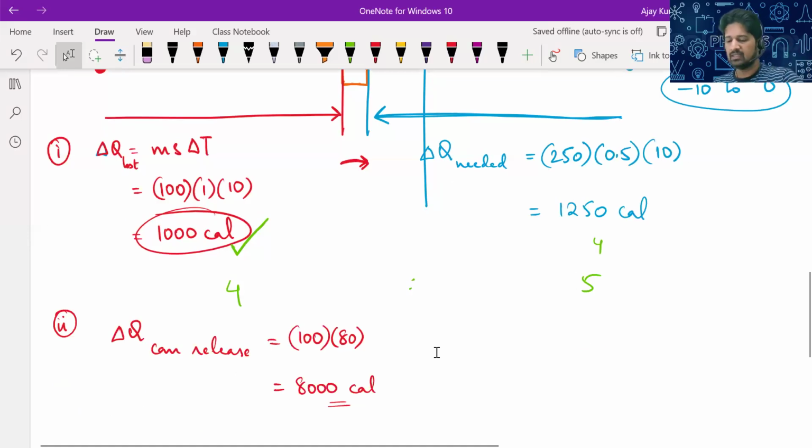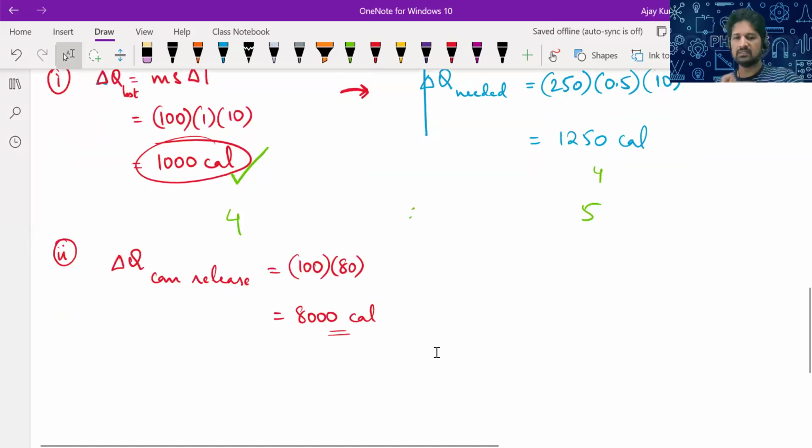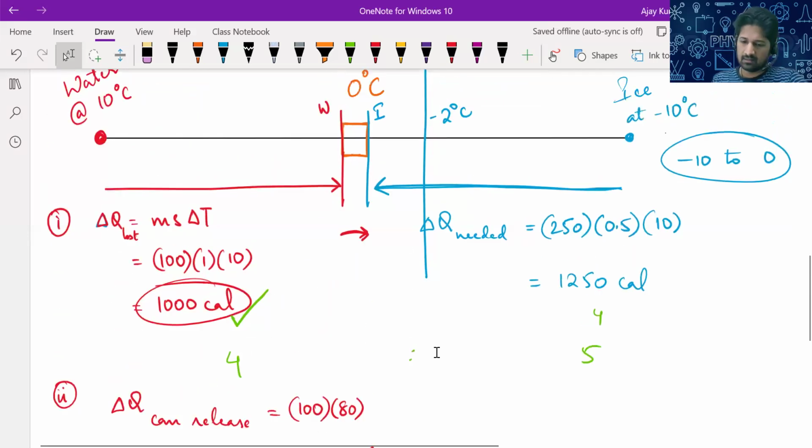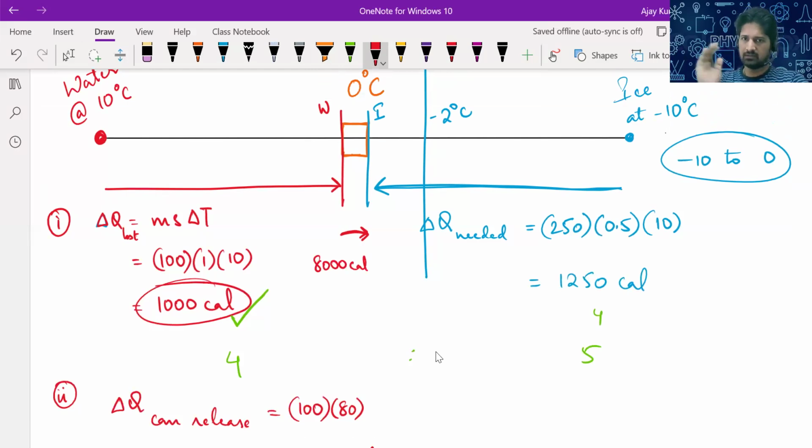If water completely converts to ice, it would release 8000 calories. Now see, completing this step releases 8000 calories. Fine. Now ice was at minus 2 degrees. That ice coming to 0 degrees was not complete. How much of it was complete? 1000 calories it got. 250 more are required. Now, water can give those 250 calories. It is ready to give 8,000 calories by the time it converts to ice.